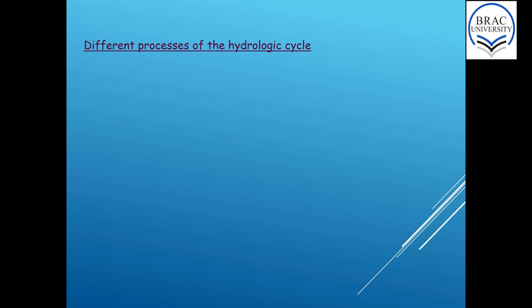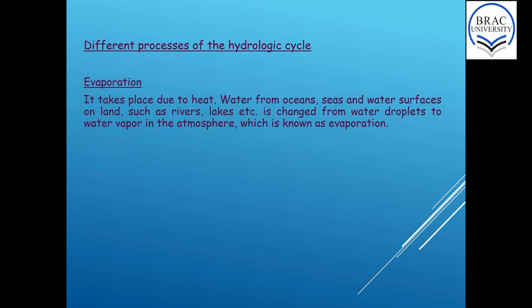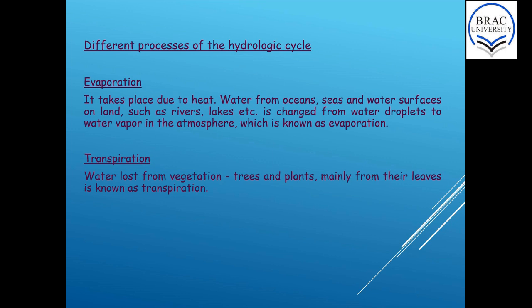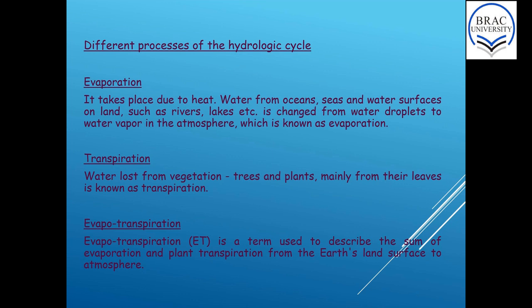Different processes of the hydrologic cycle. Evaporation: it takes place due to heat. Water from oceans, seas and water surfaces on land such as rivers, lakes, etc. is changed from water droplets to water vapor in the atmosphere. That is known as evaporation. Transpiration: water lost from vegetation cover is known as transpiration. Basically, it is coming from the leaves of trees. Evapotranspiration: the total amount of water coming from evaporation plus transpiration is known as evapotranspiration.